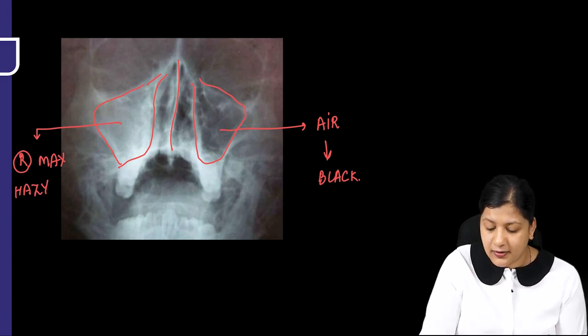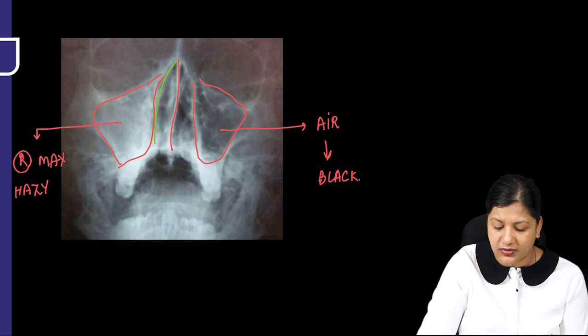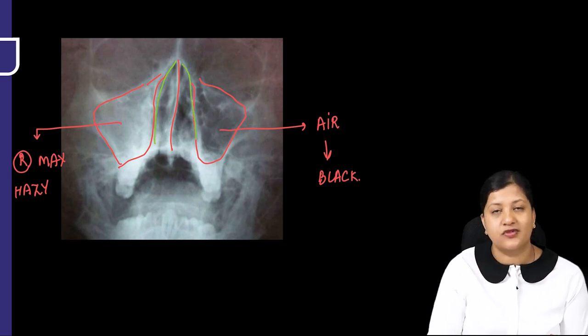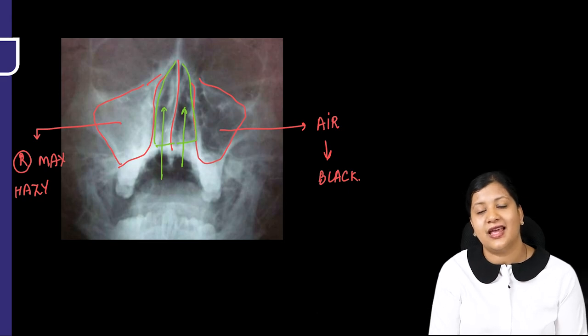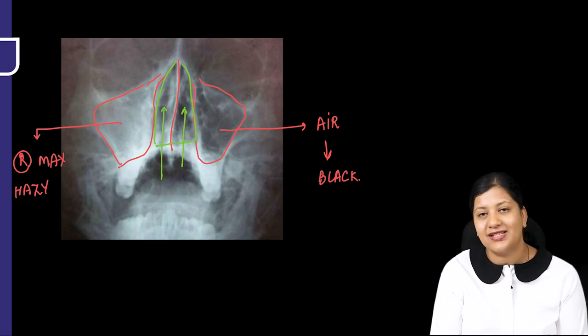This what we see here is the lateral wall of the nose. So is your lateral wall of the nose fine? Yes. Do we see air in the nasal passages? Yes. Do we see any disease there? No. We don't see any haziness. We see a dark shadow or a black shadow, which means that the nasal cavity is healthy.